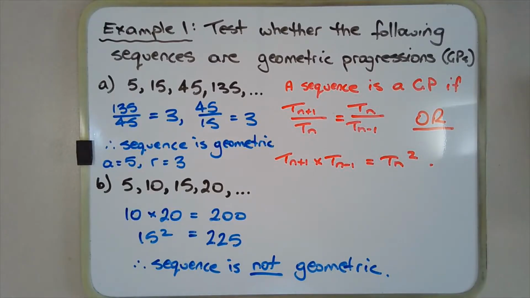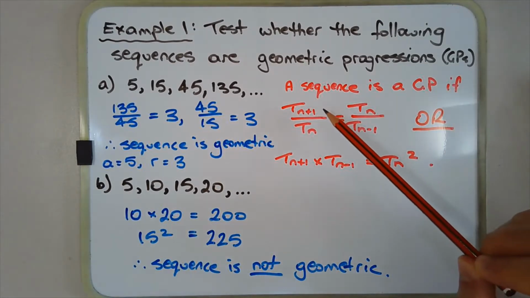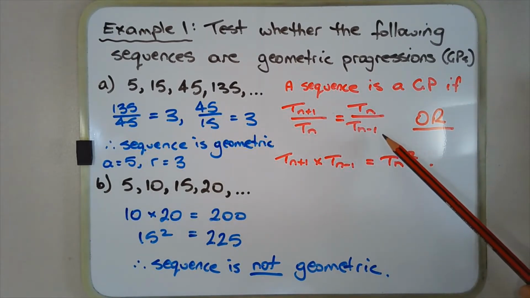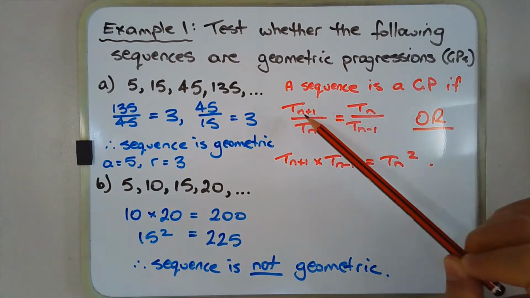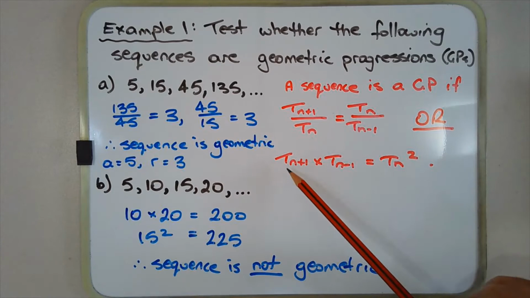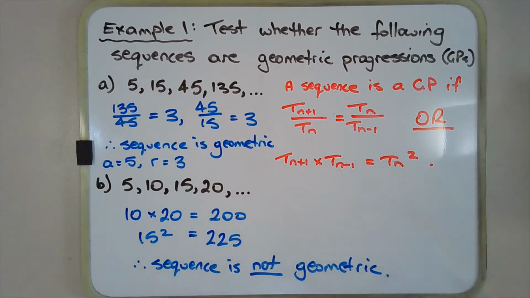Example 1. Test whether the following sequences are geometric progressions, GPs. Now a sequence is a GP if Tn plus 1 over Tn is equal to Tn over Tn minus 1, where Tn minus 1, Tn and Tn plus 1 are 3 consecutive terms of the sequence. Another way to test if a sequence is a GP is if we take 3 consecutive terms, square the middle term, multiply the 2 terms on either side of the middle term, and find that they are equal, then that's also a geometric progression.